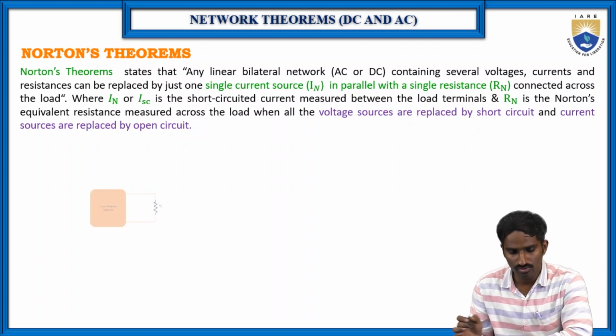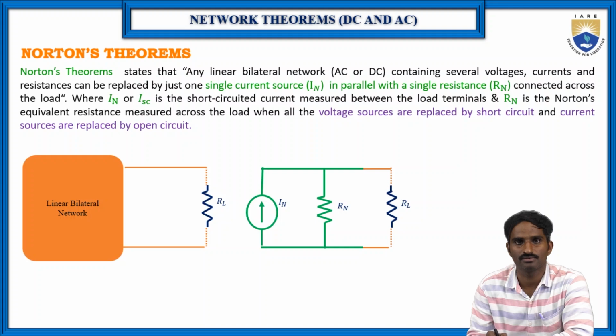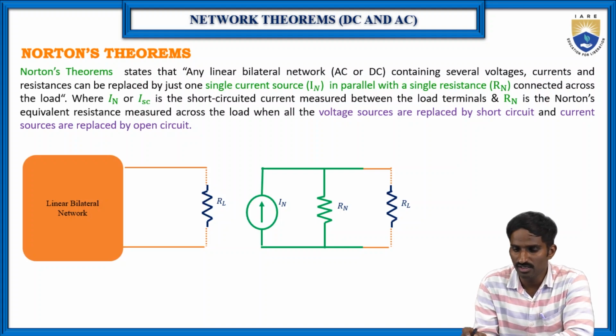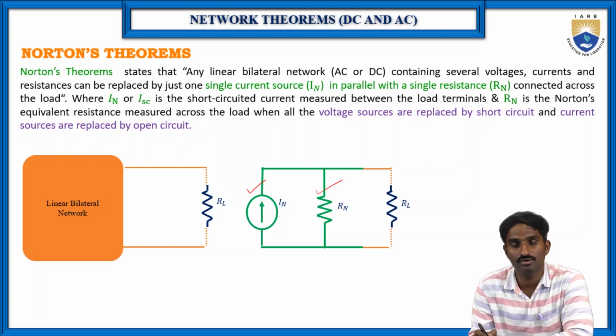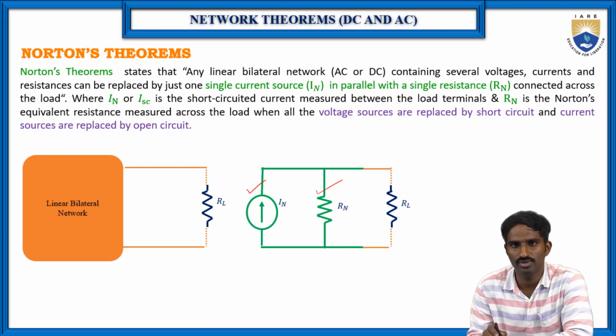Right. So now let us see how the Norton's equivalent circuit will look, because according to the statement, the network is replaced with just one single source in parallel with the Norton's resistance. So here this Norton's current source is in parallel with the Norton's resistance, across the load terminals RL. So these three are connected in parallel, but in the Thevenin's theorem, those three are connected in series. That is the only difference between the Norton's and Thevenin's theorem.